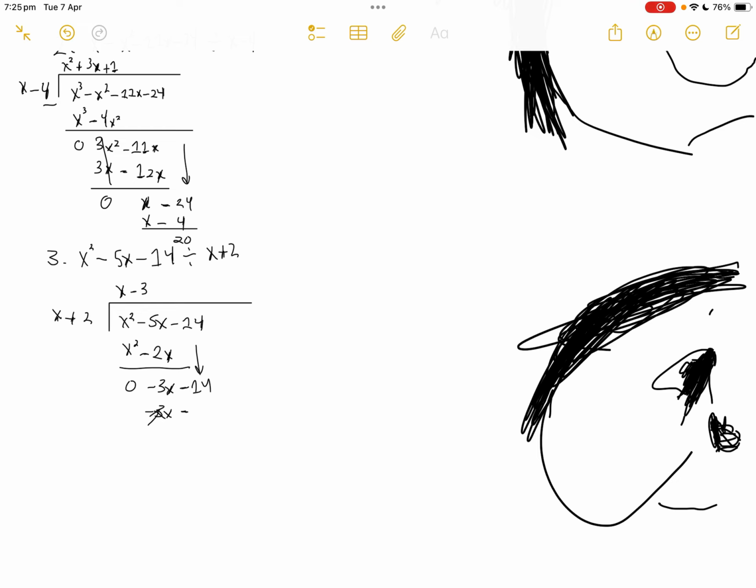So negative 3 times 2, that's negative 6. And negative 14 plus 6 is going to be 8. And now you have a remainder of 8.